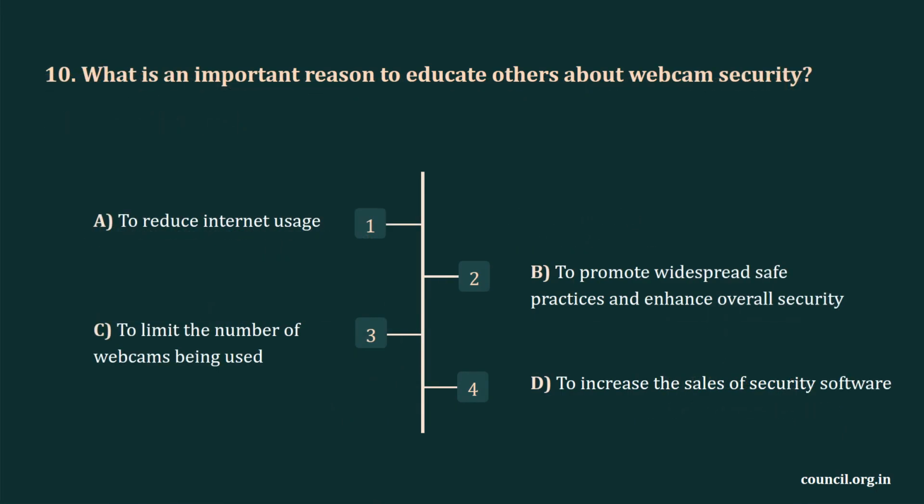10. What is an important reason to educate others about webcam security? A. To reduce internet usage. B. To promote widespread safe practices and enhance overall security. C. To limit the number of webcams being used. D. To increase the sales of security software.